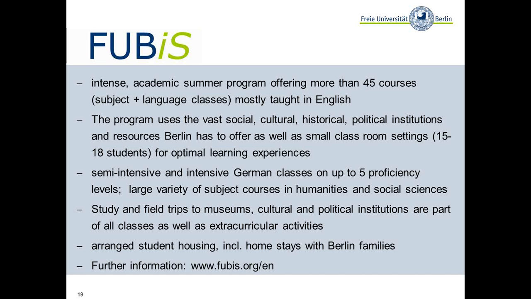The dates for FUBIS in 2015 are already out. When I'm sending you these slides, you'll actually see them in the notes section of the presentation. And I also put in kind of an average cost for a 4-week course, including housing. It's around 2,600 euros for up to 8 credit points.